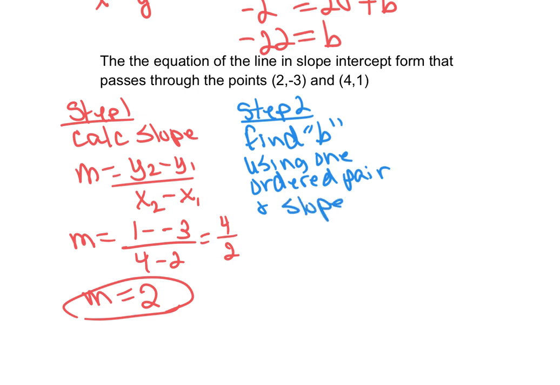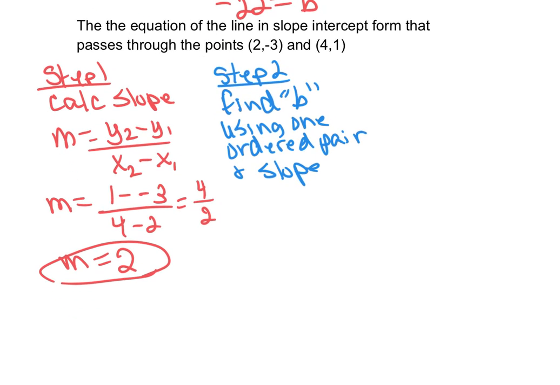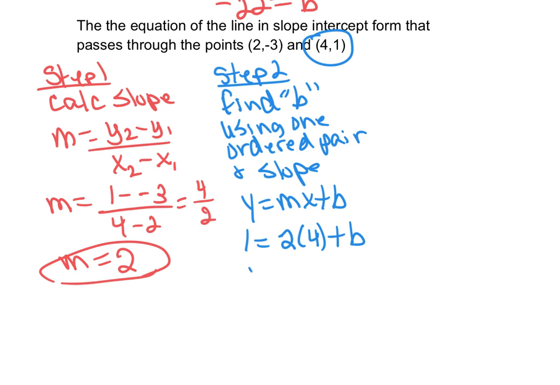As I'm looking and trying to decide which ordered pair I want to use, I'm going to use 4, 1 because they're both positive. It should not matter which one you choose to use. But again, we have our y equals mx plus b. Right now we know our y is 1, our m is 2, our x is 4, and our y-intercept is what we're finding. So we would have a y-intercept of -7.